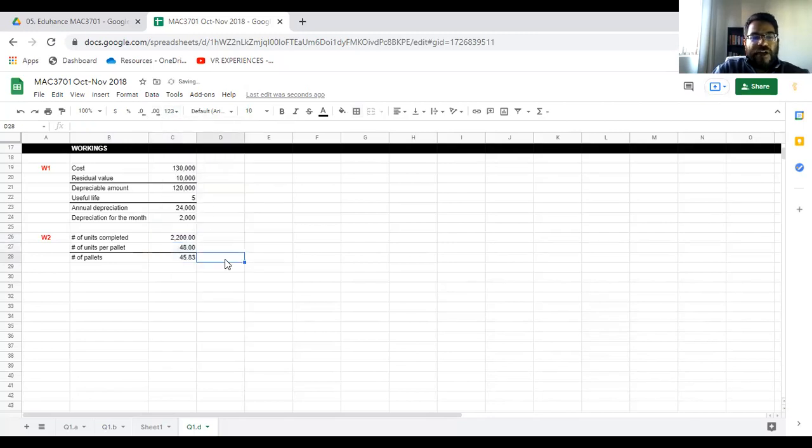Okay, so we have 45.83 pallets, but we can't have 45, we have to round up. So therefore, number of pallets. Remember, you need to apply logic that they're not going to charge you for a 0.83 pallet. They're going to charge you for the full pallet. So the number of pallets is actually 46.